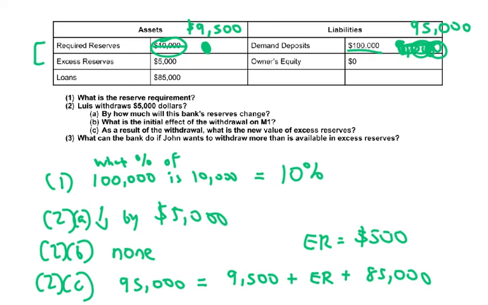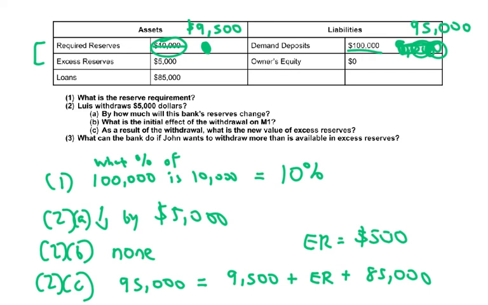And then finally on number 3, this is a little new for us. What can the bank do if John wants to withdraw more than is available in excess reserves? So what we're saying here is John's coming to the bank. Let's say he wants to withdraw $600. We only have $500 in excess reserves. What can the bank do?